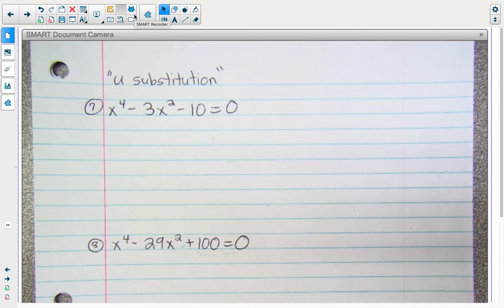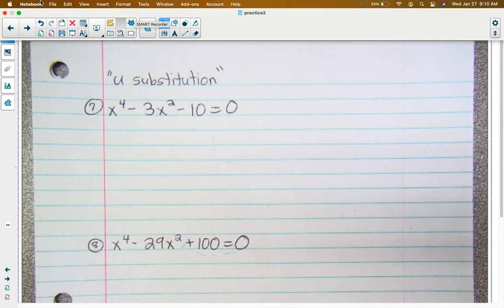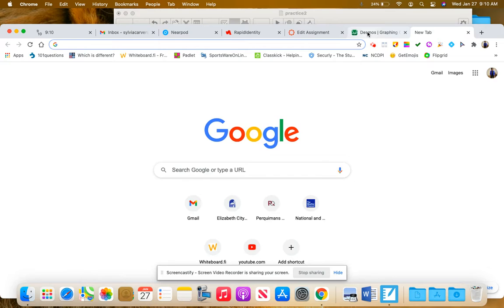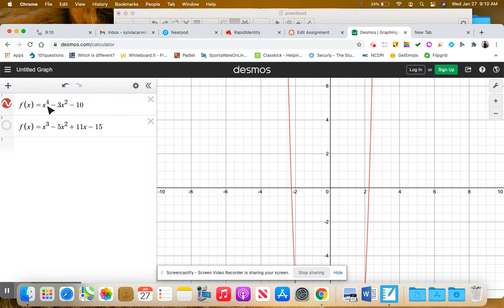So first up, graph it and see what we can get from the calculator, from Desmos. So we're going to type in x to the 4th minus 3x squared minus 10 and see if we can get anything from the calculator. And here we are. Now, if I look here, I see that it does cross. Let's see what those points are. I got negative 2.236, and over here, I got positive 2.236.